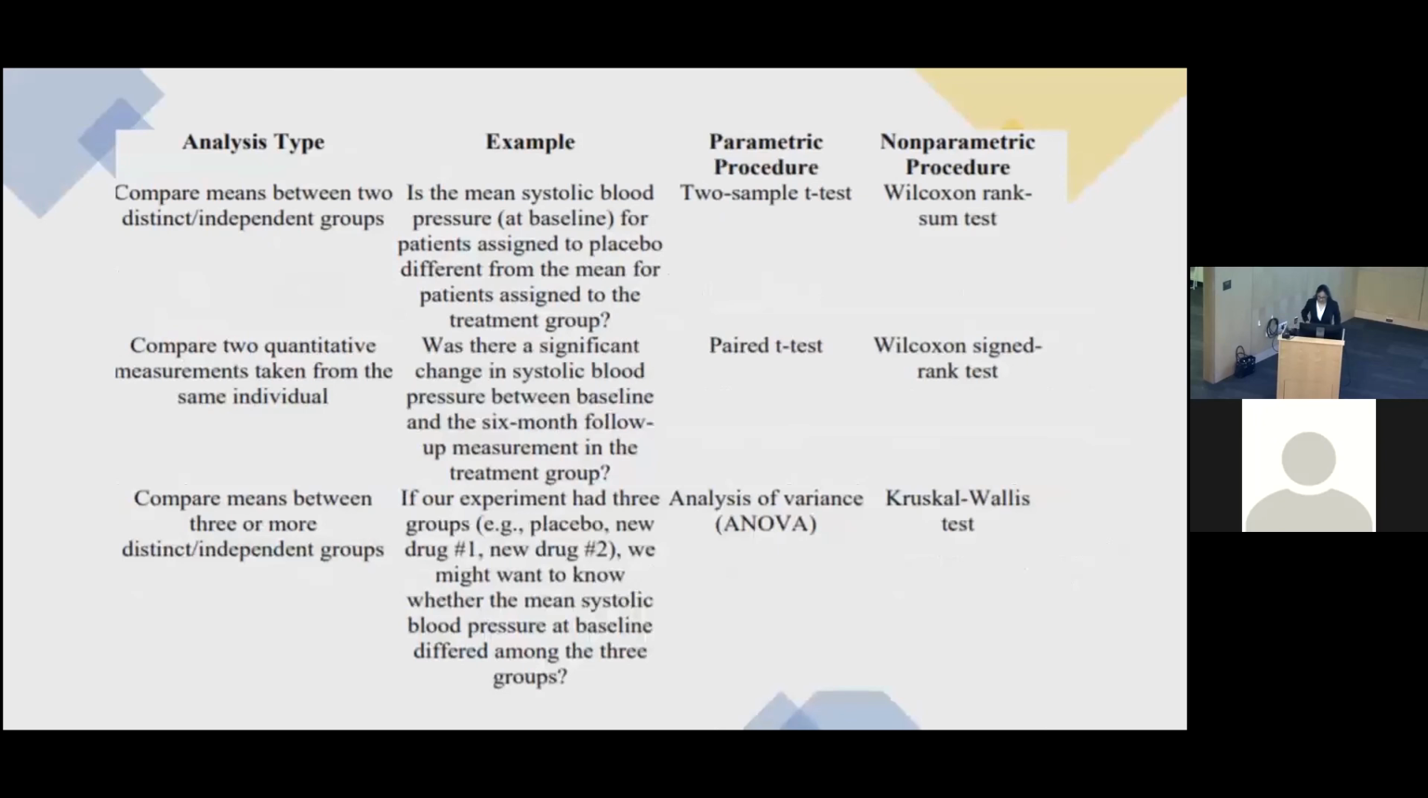So here's a summary of the tests to be used based on the type of analysis. We can quickly go over this. For the analysis type here, if you want to compare the means between two distinct or independent groups, for example, is the mean systolic blood pressure at baseline for patients assigned to placebo different from the mean for patients assigned to the treatment group? Since you're comparing the means between two groups, you can prefer the two sample t-test in case your data is normally distributed. If not, the non-parametric alternative is the Wilcoxon rank sum test.